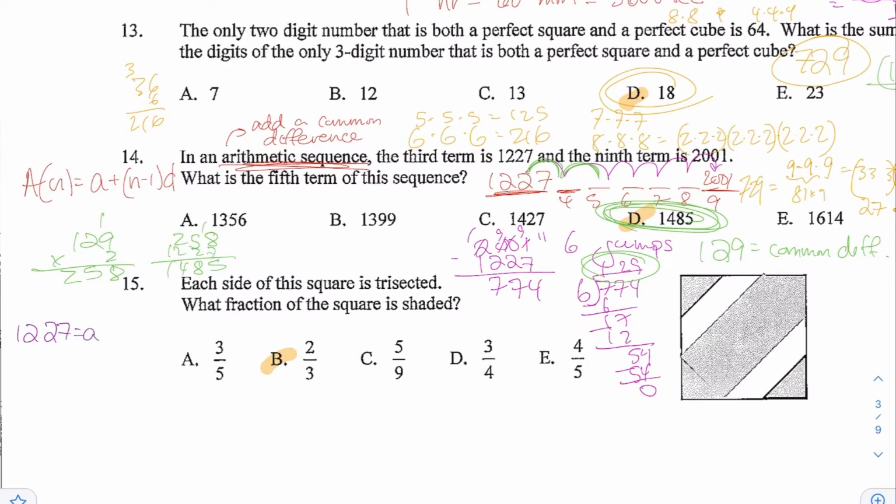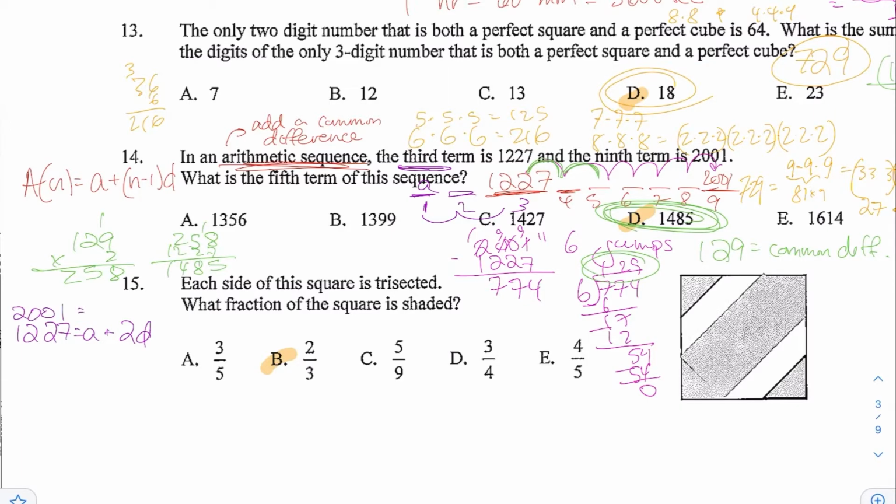1227 is equal to A plus, here n is 3, so you'll have to add the common difference 2 times. So it'll be A plus 2D. Because again, you don't count the first term. You don't know what the first term is, so you just call it A. To get to the third term, you have to add D, this common difference, 2 times, because there are 2 jumps. And for the ninth term, you have 2001.